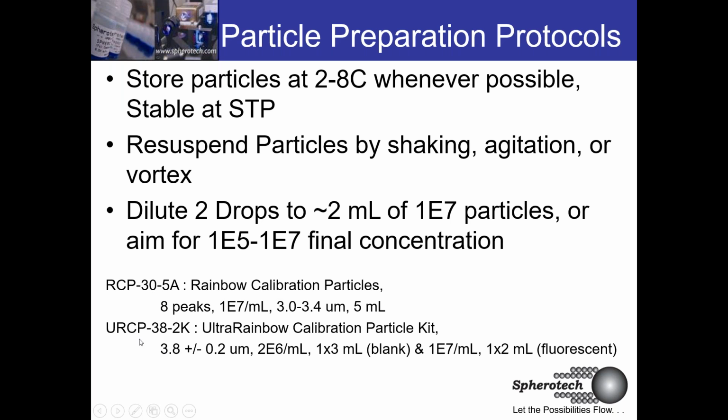And likewise, we have both of these examples: our rainbow calibration particles, 8 peaks coming in a single unit, and our ultra rainbow calibration particle kit, where you get 1 fluorescent population, with rather 5, and 1 blank population.